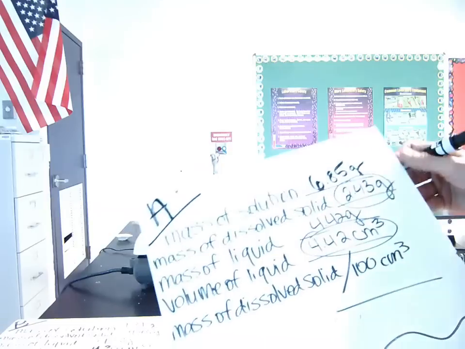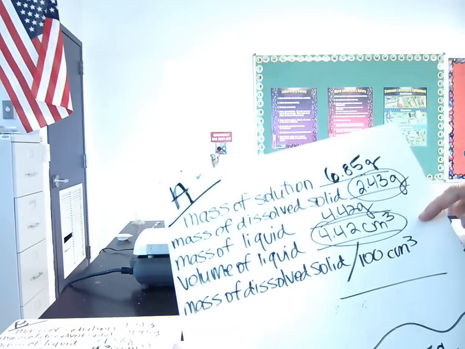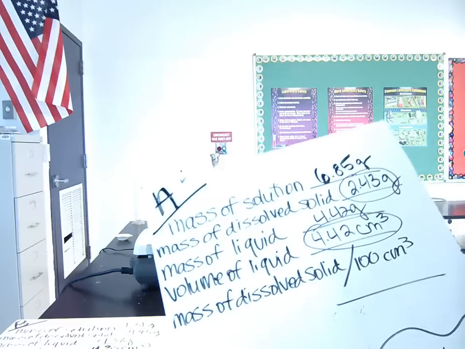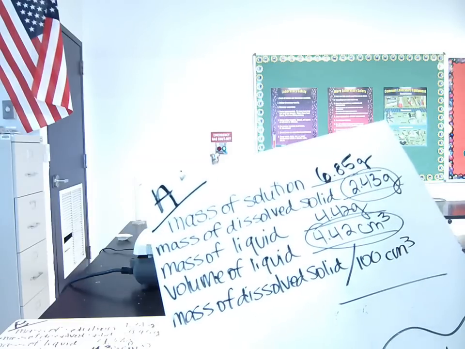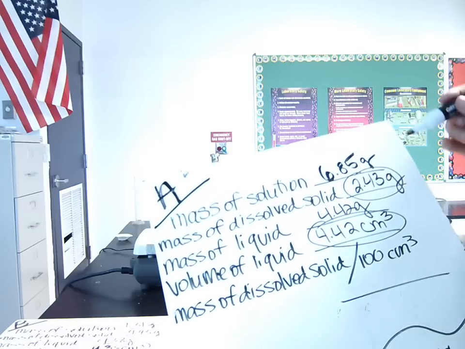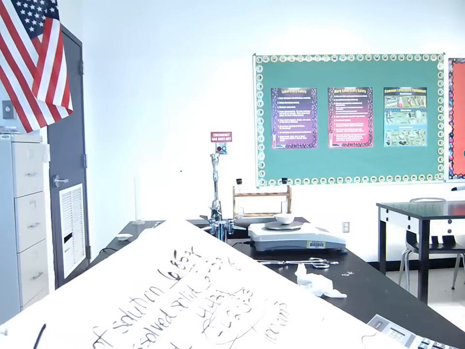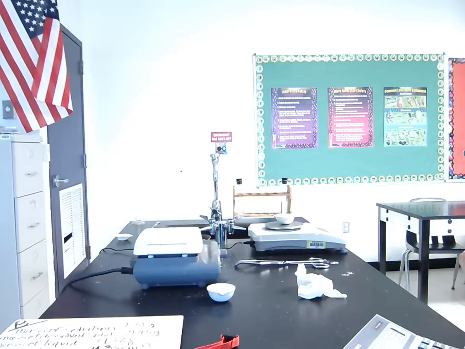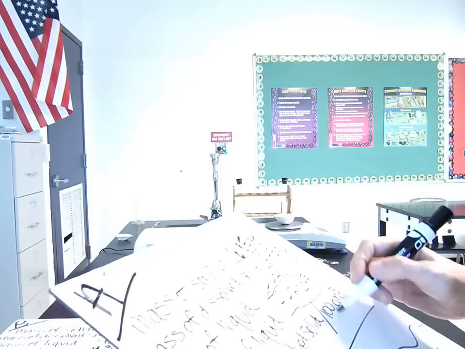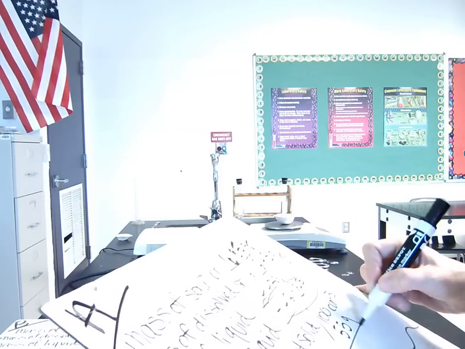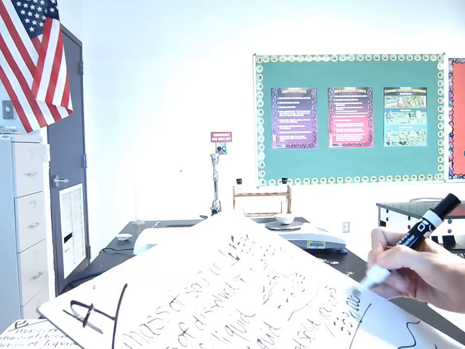So when I do 2.43 divided by 4.42, I get 0.549 and then a whole bunch of other numbers. And then I multiply that times 100. And yes, I do want to use significant digits. So we've got 3 here and we've got 3 here, so my answer should have 3. Probably should have done that with the other one also. That's okay. We'll round it. We're going to go about 55 grams per 100 cubic centimeters.